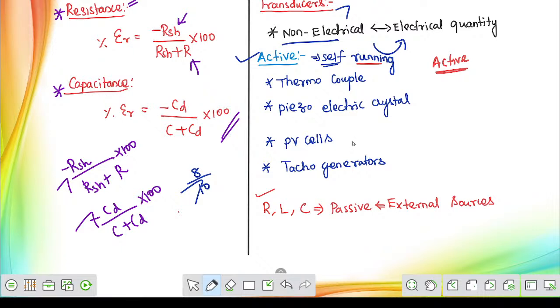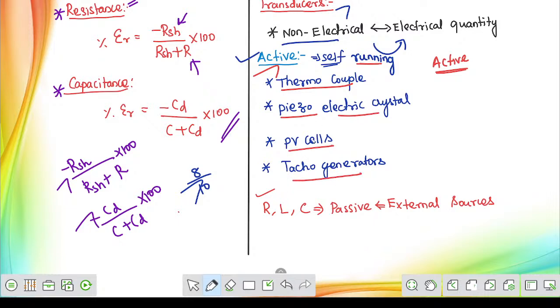An active transducer is one that has the ability to generate energy on its own, self-running, like a generator. Self-running transducers are called active transducers. The best examples are thermocouple, piezoelectric crystal, photovoltaic cells, and tacho generators. These are some of the best examples of active transducers.